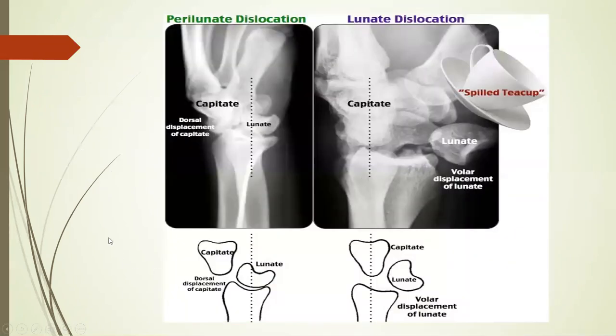This picture shows the two types of dislocation. When the lunate is displaced and the capitate is still in its place, this is lunate dislocation and gives the sign called spilled teacup sign. And in perilunate dislocation, the capitate is displaced dorsally and the lunate is still in its place over the distal radius.